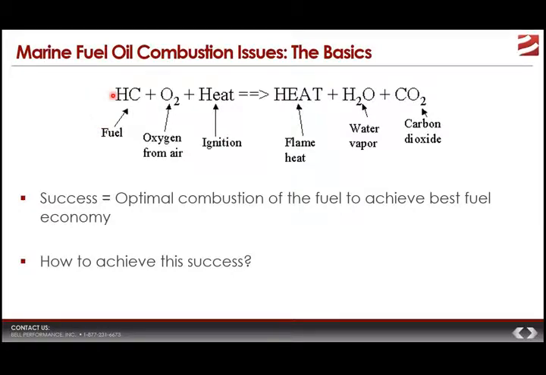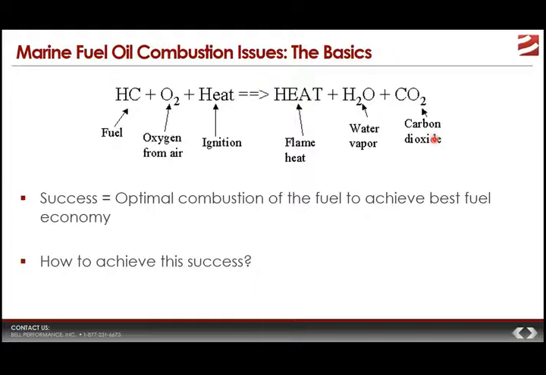You take fuel, some kind of hydrocarbon, you add oxygen, you add heat to get the reactions going, and what do you get? You get more heat, you get water, and you get carbon dioxide. That's basic high school level chemistry there. Carbon plus oxygen plus heat gives you heat, water vapor, and carbon dioxide. Right. So our definition of success here when we're talking about combustion is you want maximum, or what we call optimal combustion. If you have optimal combustion, you get the most heat out of it and you get the best fuel economy. That stands to reason. So the question is, how do you achieve this? How do you achieve this to the best degree possible?